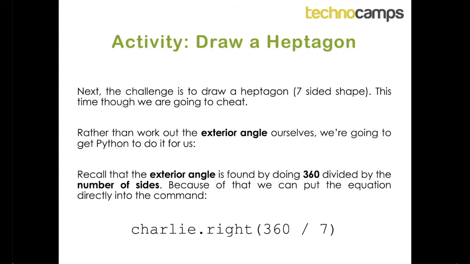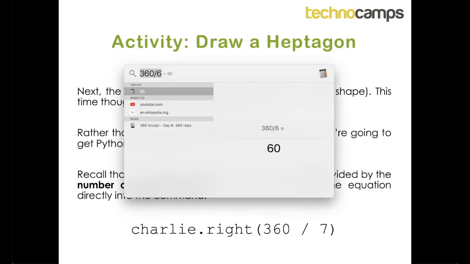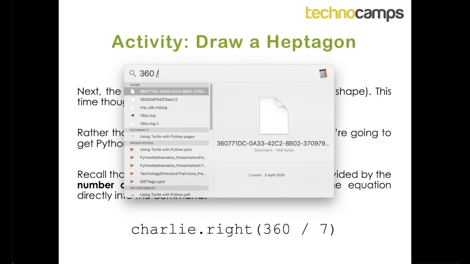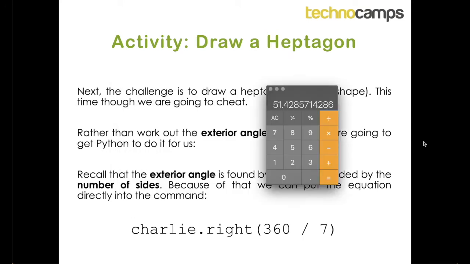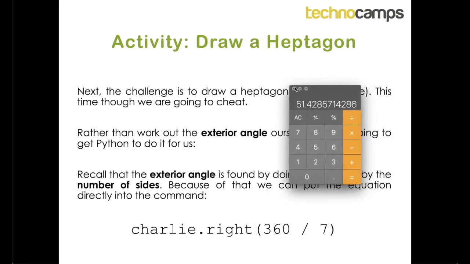Okay, so if I were to try and work this out either by hand or, like me, cheating with a calculator, let's find out what 360 divided by 7 is. So 360 divided by 7 equals 51.4285714286. That's a mouthful. I don't want to have to be dealing with numbers like that. That's just a pain. So rather than copying that number and putting it inside my code, I'm just going to get my code to do the division for me.